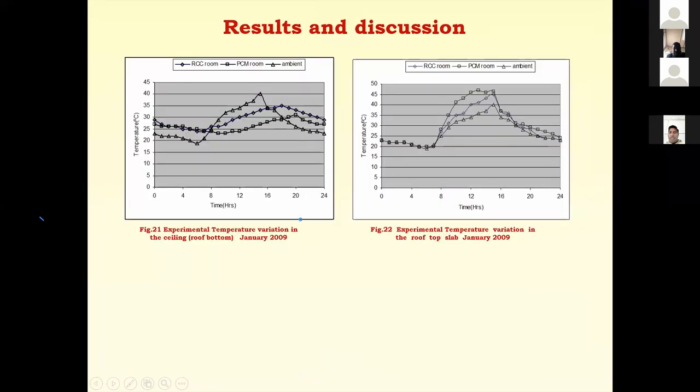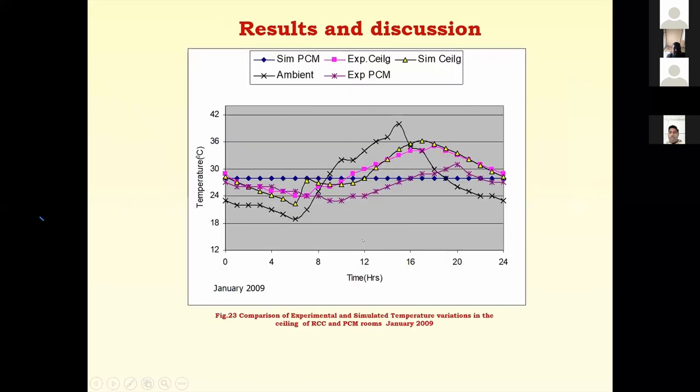Okay, then you can see the variation in the RCC roof and the integrated roof. Then in another curve we can see the comparison of simulation results of the PCM integrated roof as well as the ordinary simple RCC roof. So this is the simple RCC roof. This is experimental PCM. This is simulated PCM. You can see the variation. Even though it is very close to the simulated ceiling temperature, the night temperatures will be low and daytime temperatures will be higher. Therefore, it is nullifying the overall temperature difference.